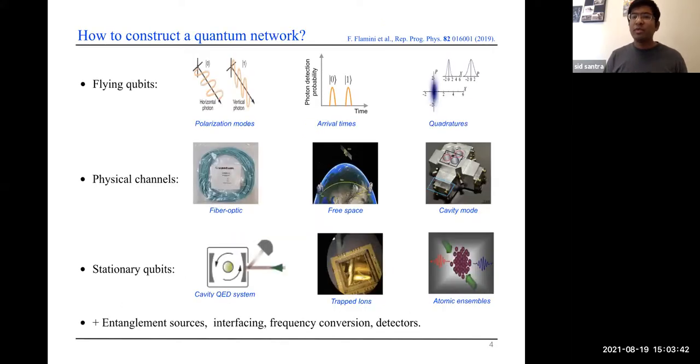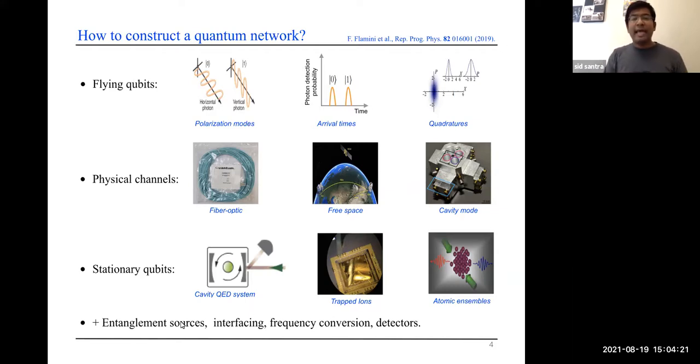So how does one construct a quantum network? A variety of choices. For example, you can have discrete degrees of freedom for the flying qubits, or you can have continuous degrees of freedom. There is a choice of the physical channels which connect the different nodes, fiber optic or free space. And in case of really short range quantum networks, you can have cavity modes acting as physical channels. And the stationary qubits at these local nodes can also be from among a variety of quantum systems which can harbor a quantum state.